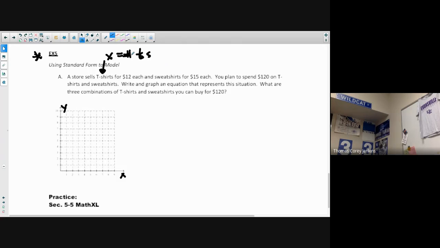Sorry, that's really sloppy. This board is a struggle to keep up. Try to make that a little cleaner. So x is going to equal the number of t-shirts, and y would have to be the number of sweatshirts. I put just number of sweats. Obviously, we usually think of sweatpants, but I'm just shortening it.